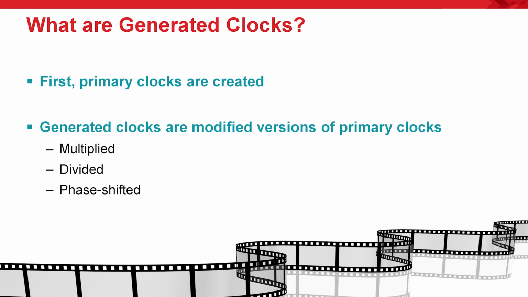The primary clock, known as the master clock, drives a clock modifier. The resulting clock is called a generated clock. The generated clock has some relationship to the primary clock. For example, it can be a multiple of the master clock, a divided version, or a phase-shifted version. Note that a generated clock may become the master clock for another generated clock.